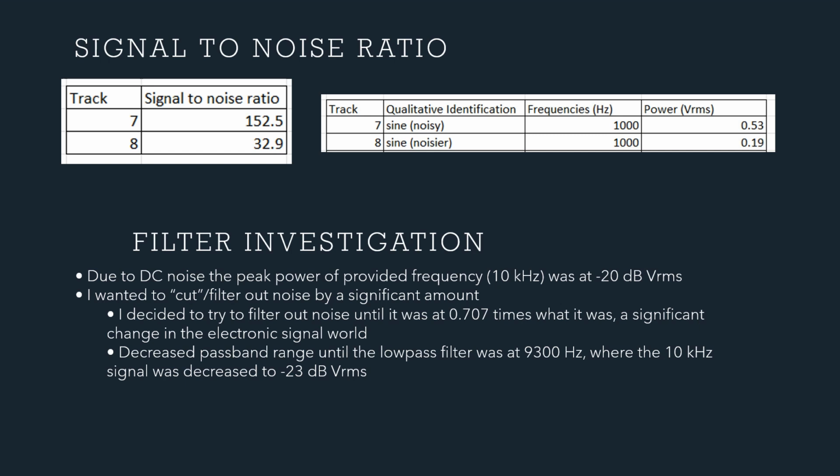In the filter investigation, there was a lot of DC noise, so the peak power of the carrier frequency, 10 kHz, was already at negative 20 decibels when measured. I decided to filter out noise by a significant amount, which meant that I was going to cut it until it was at 0.707 times what it initially was, which is a significant change in the electronic signal world. I decreased the passband range until the low pass filter was at 9300 Hz, where the 10 kHz signal was decreased to negative 23 decibels VRMS, a 3 decibel decrease.